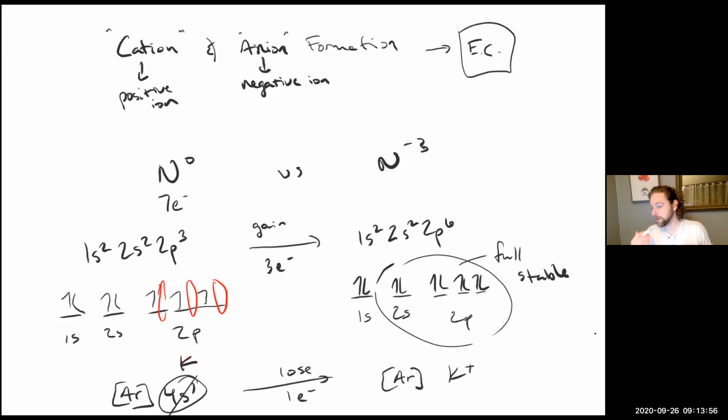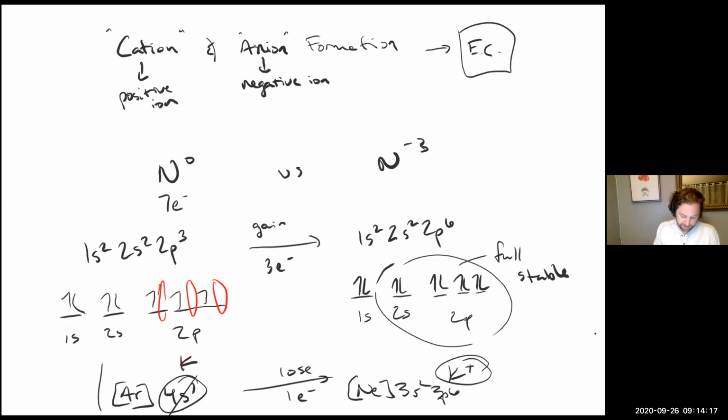So if I asked for the electron configuration of ionized potassium, it would be the same as the electron configuration of argon, which, if I did it the correct way, would be neon 3s2 3p6. So that would be the electron configuration of ionized potassium versus the electron configuration of neutral potassium.